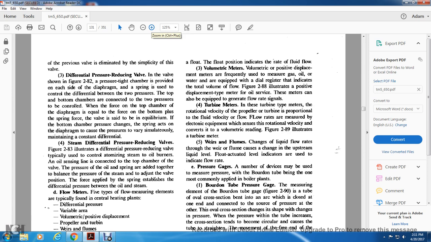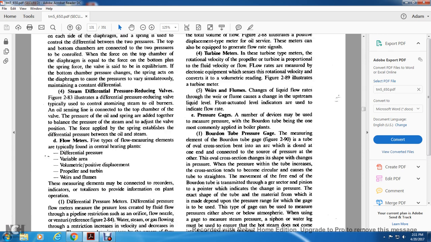Same differential pressure reducing valves. Figure 283 illustrates the differential pressure reducing valve. Typically it is used to control atomizing steam for an oil burner. The oil sensing line is connected to the top chamber of the valve, so oil pressure and the spring act together against the steam pressure. Adjusting the valve changes the spring force applied, which establishes the pressure difference between the oil and the steam.